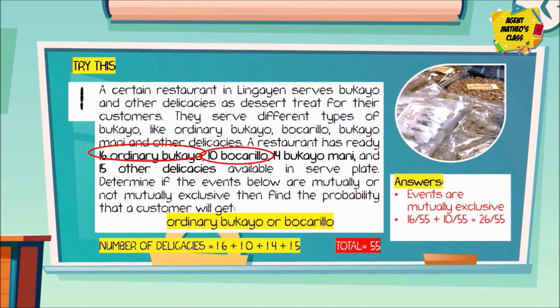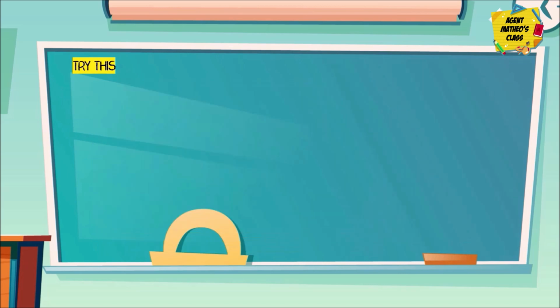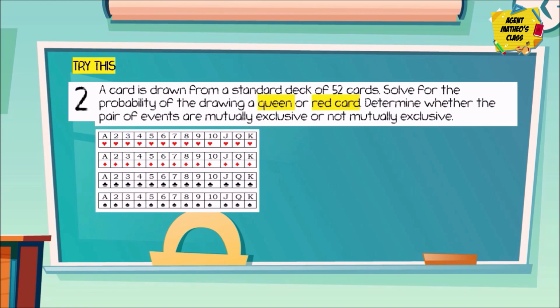Did you get the answer? Well done! Our second problem: a card is drawn from a standard deck of 52 cards. Solve for the probability of drawing a queen or a red card. Determine whether the pair of events are mutually exclusive or not mutually exclusive. You may pause this video and check your answer later.